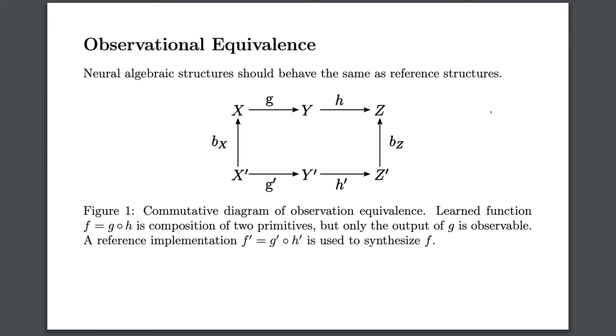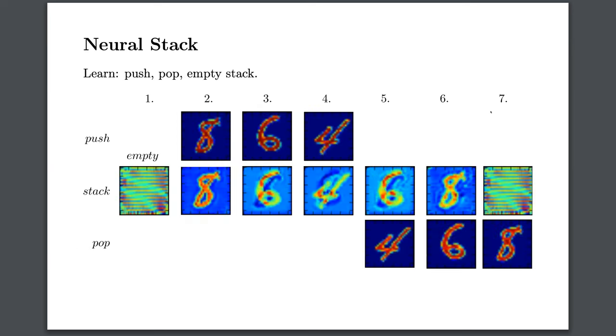To make that a little bit more concrete, we start, for example, with a stack. We've got a few different objects that we're going to parameterize and train. We've got an empty stack, which is a constant. We've got a function for push, which is a neural network. We've got a function for pop, which is also a neural network. And that's it. And so we run both of these programs.